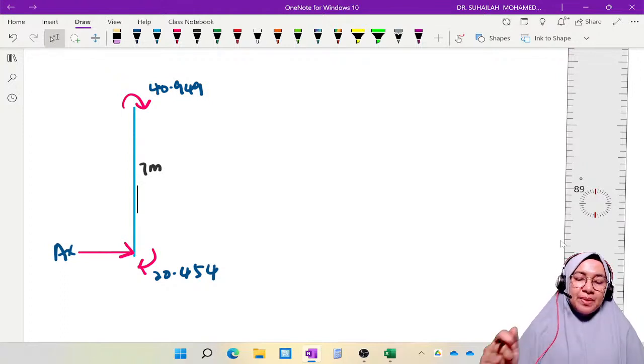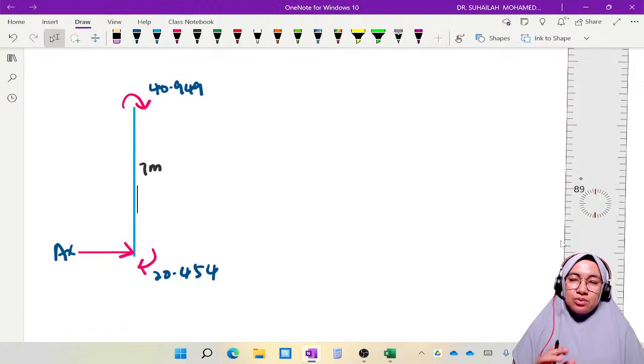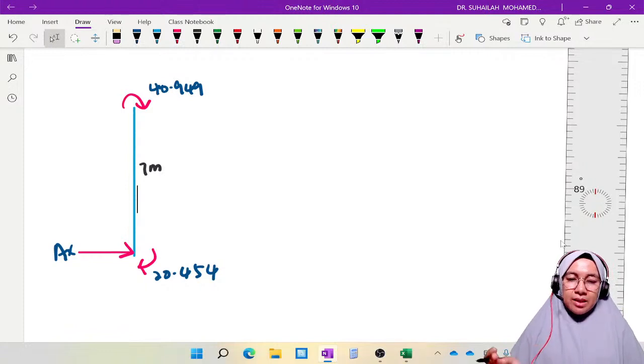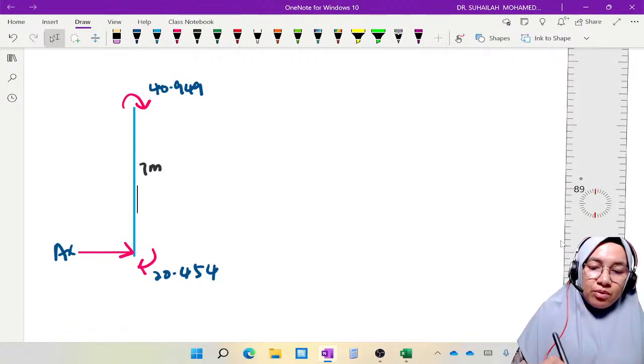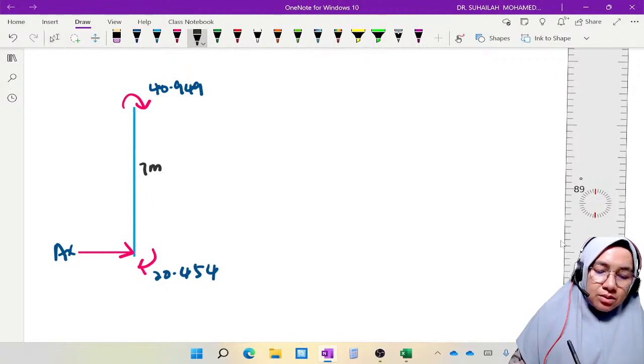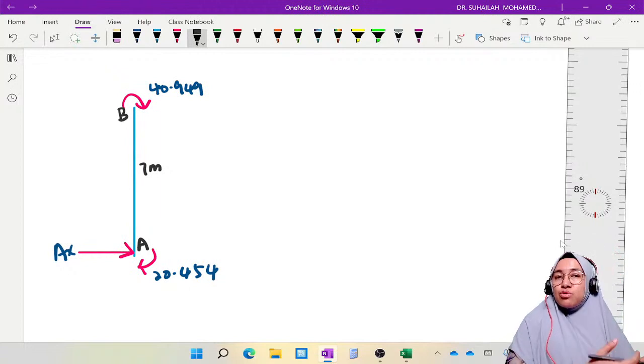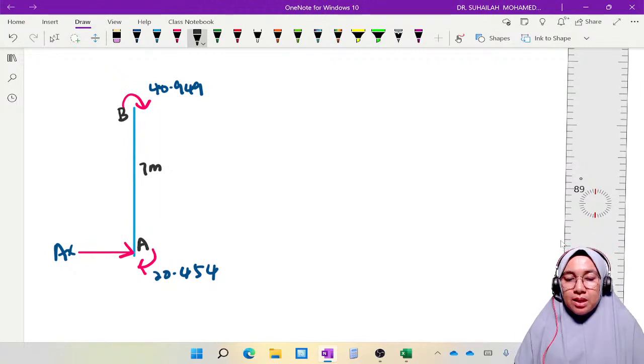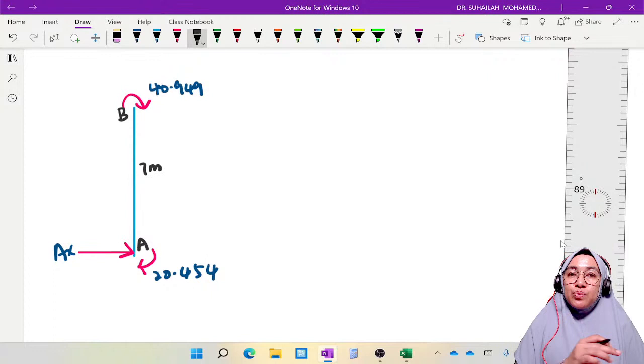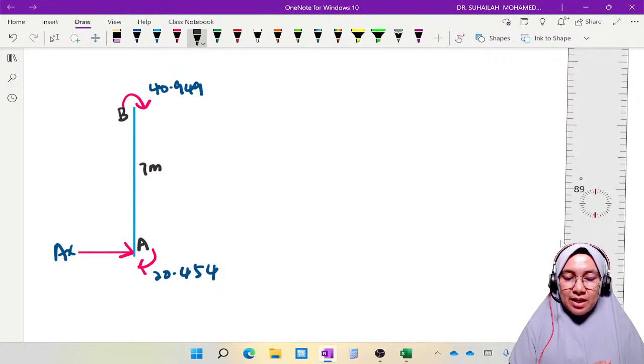MAB, MBA, and I don't put AY here because by taking moment at B, there's no effect from AX. There's no effect from 200 as well, because we take moment at B. So this is the only value that will contribute to the AX value.